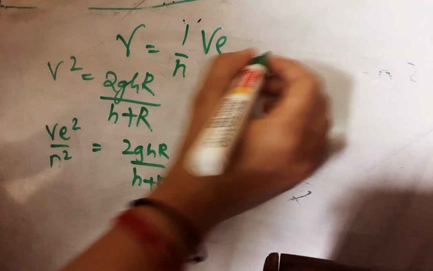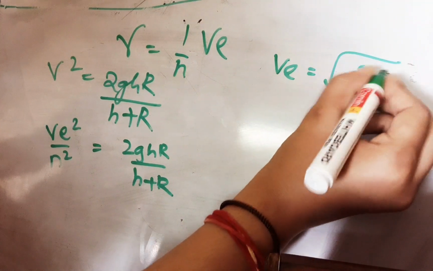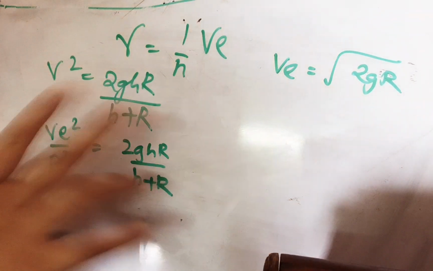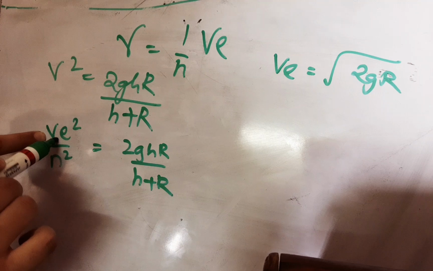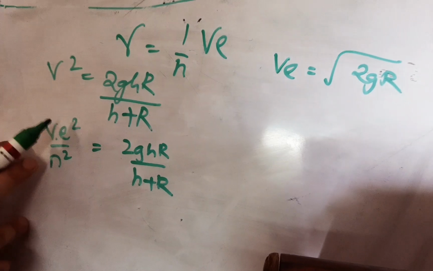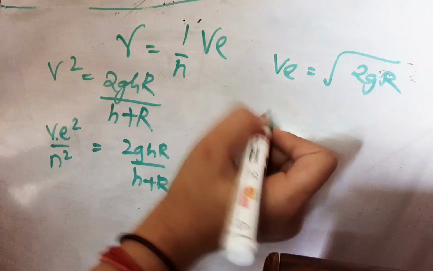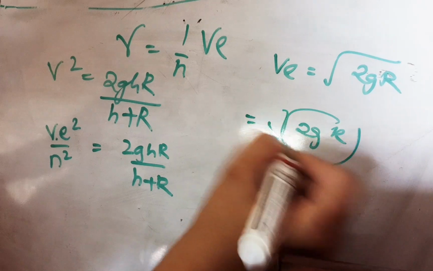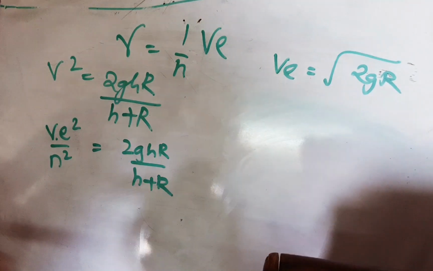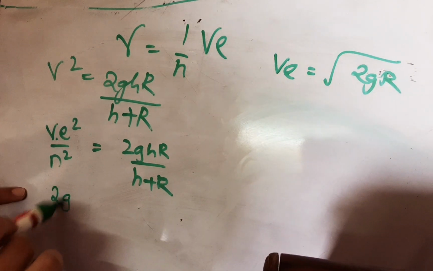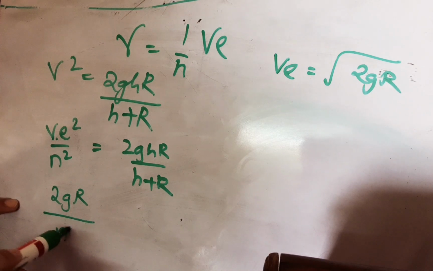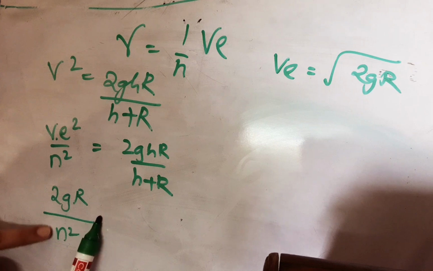Now, I just told you that VE is equal to under root of 2gr. How did I get that? In place of GM I substituted gr square, and so I got this, right? But here what we have is VE square. So when you take under root of 2gr whole square, the root and the square get cancelled. So we will get here 2gr divided by n square. I hope you understood how I got here 2gr.